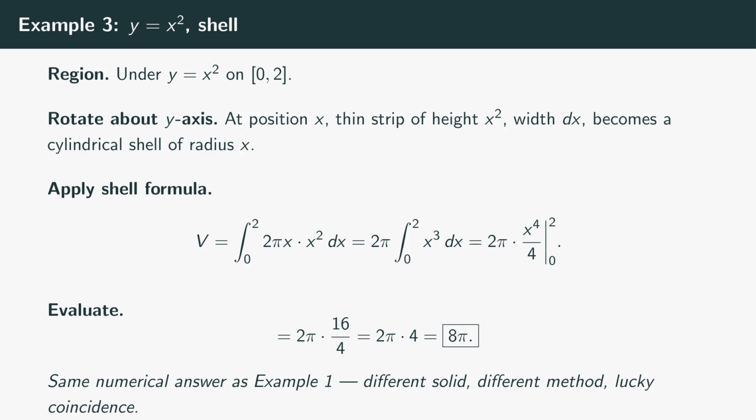Notice how clean the shell calculation is. If we try to use disks on this same problem, we need to write x equals the square root of y and integrate pi times the square root of y squared dy from 0 to 4, then also subtract off the inner radius issue. Shells just handle it directly with the function as given.